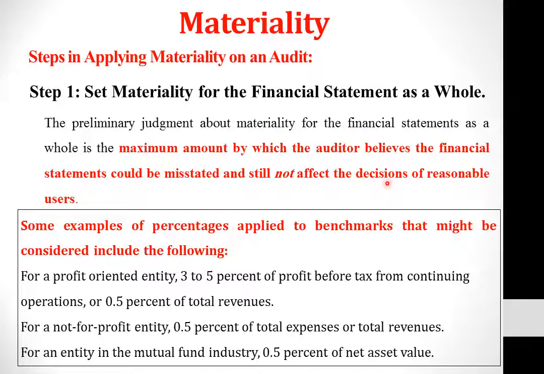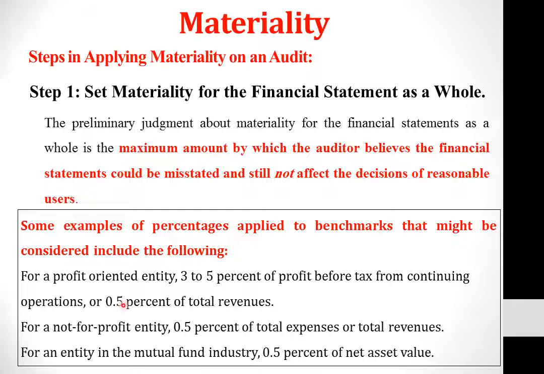Okay, طيب how are we going to calculate the preliminary judgment about materiality? نحسب preliminary judgment about materiality بنستخدم three ratios. First of all, 3 to 5% of profit before tax from continuing operations, or 0.5% of total revenues. يبقى أول حاجة, how to calculate the benchmark, to calculate the preliminary judgment about materiality, to calculate the maximum level of accepted material misstatements in the financial statements. First of all, in a profit-oriented entity, we are going to use from 3 to 5% of profit before tax, or 0.5% of total revenues. So from 3 to 5% of profit before tax, من 3 لـ 5% من البروفيت قبل التاكسز, أو 0.5% من total revenues.